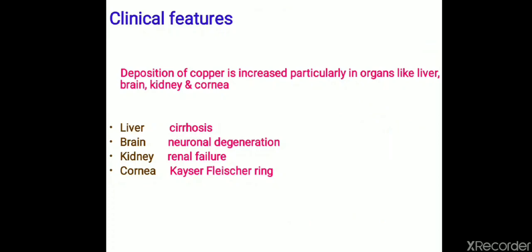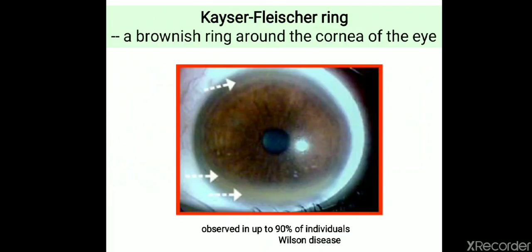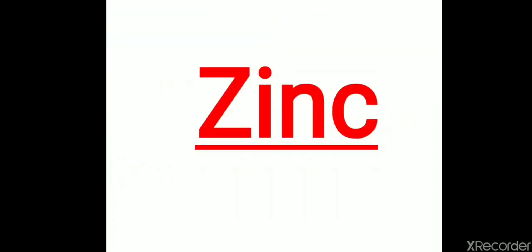So deposition of copper is increased particularly in organs like the liver, brain, kidney and cornea. The accumulation of copper in the liver produces liver cirrhosis, deposition in neuronal cells produces neuronal degeneration, accumulation in the kidney produces renal failure, and copper deposition in the cornea produces the Kayser-Fleischer ring. This is the Kayser-Fleischer ring, a brownish ring around the cornea of the eye. So these are the different clinical features of Wilson disease. So that's all regarding copper.